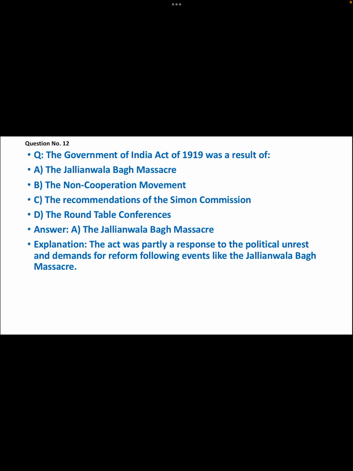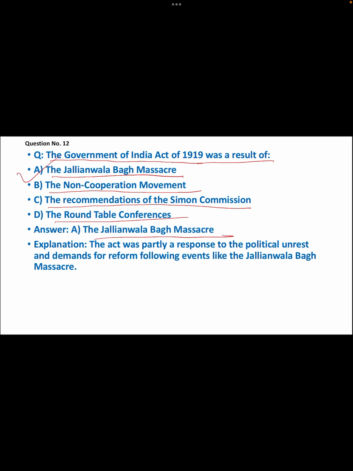The next question is, the Government of India Act of 1919 was a result of this, you have four options. A. Jallianwala Bagh massacre. Non-cooperation movement. The recommendation of Simon Commission. Roundtable conference. So the right answer is the Jallianwala Bagh massacre.